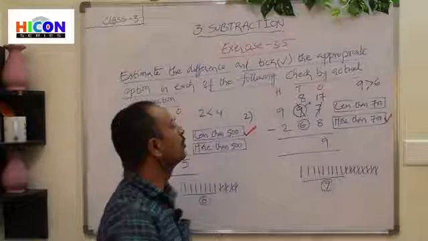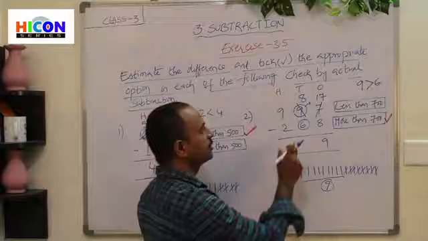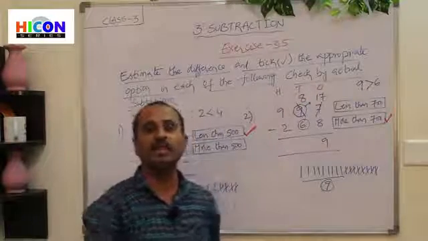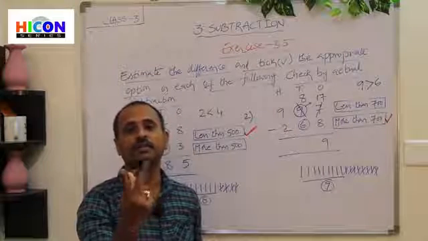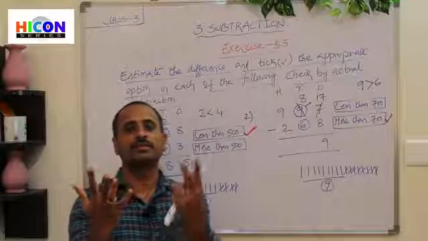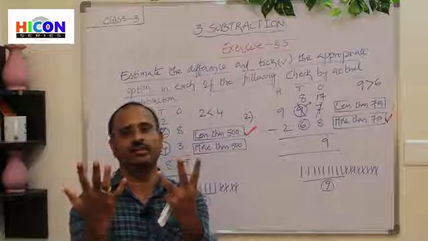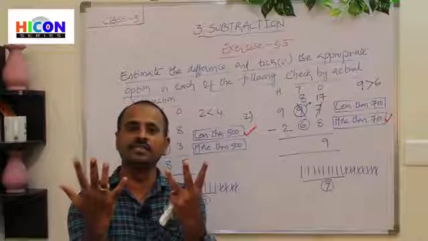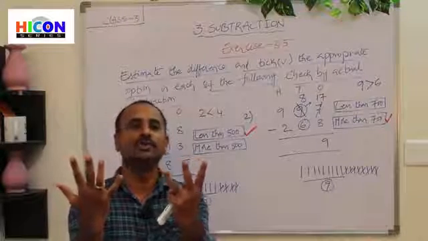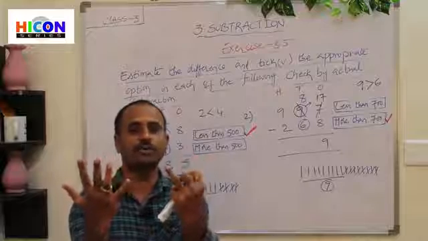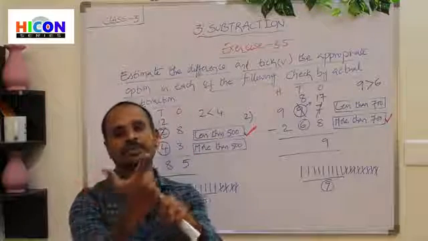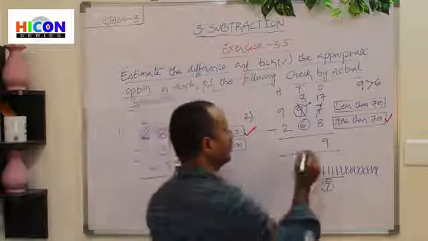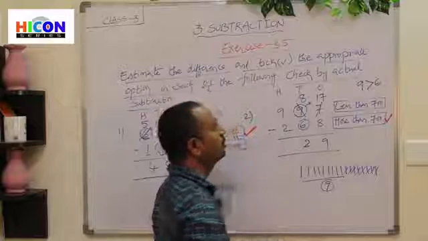Now go to the tens place. What are the digits present in the tens place? 8 and 6. The first number is 8, so open 8 fingers of your hand. What is the second number in the tens place? 6. So close 6 fingers among these 8 fingers. How many fingers are remaining? There are 2 fingers remaining. So write 2 here. Next, go to the hundreds place.